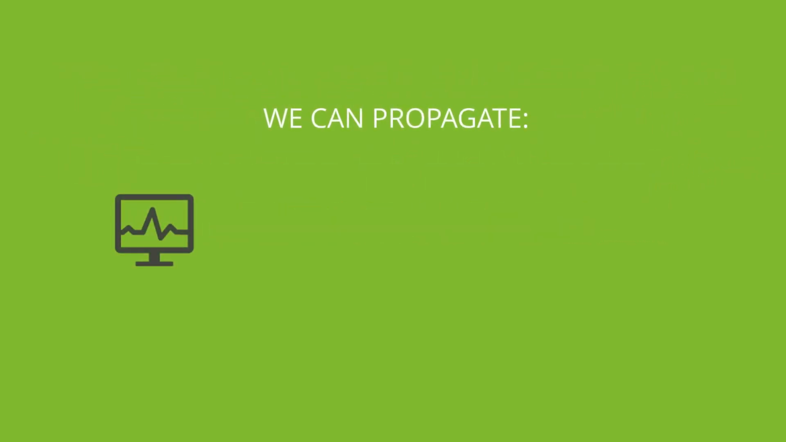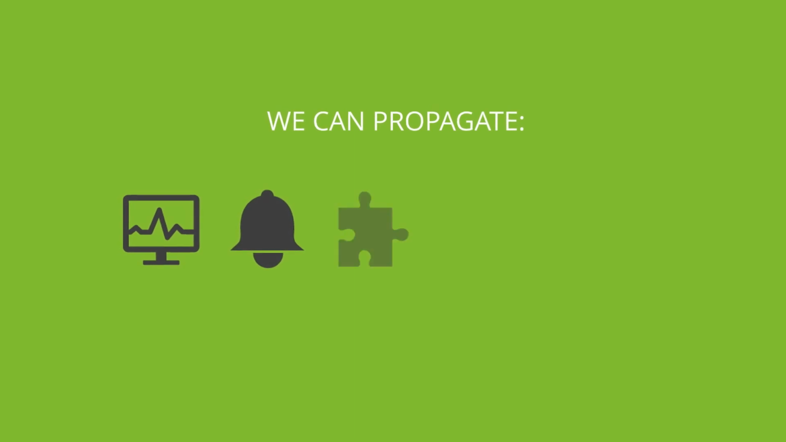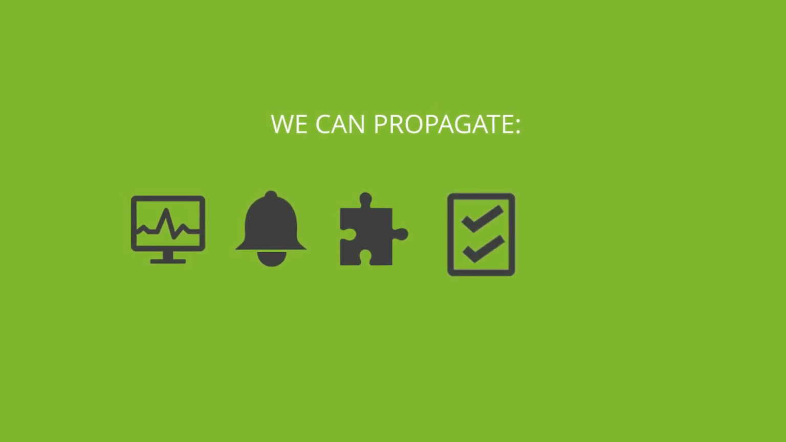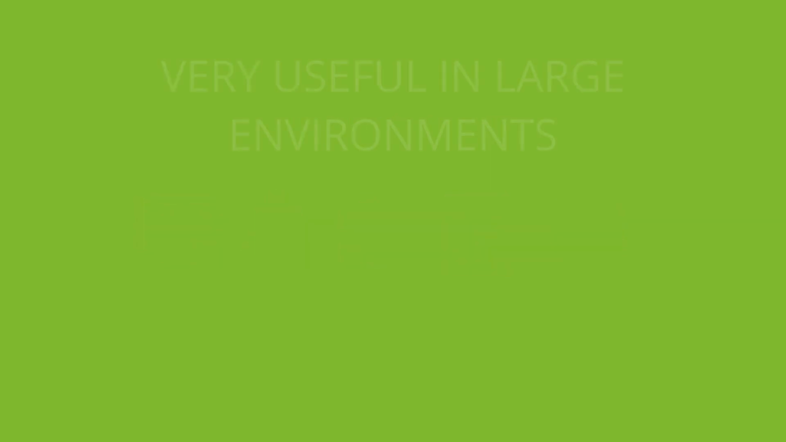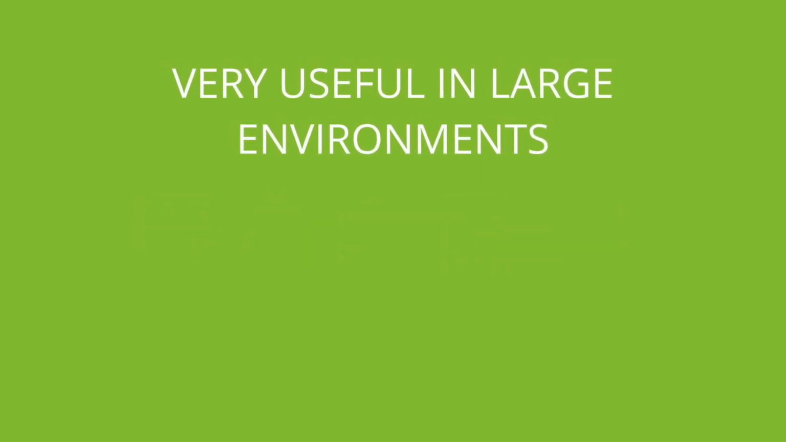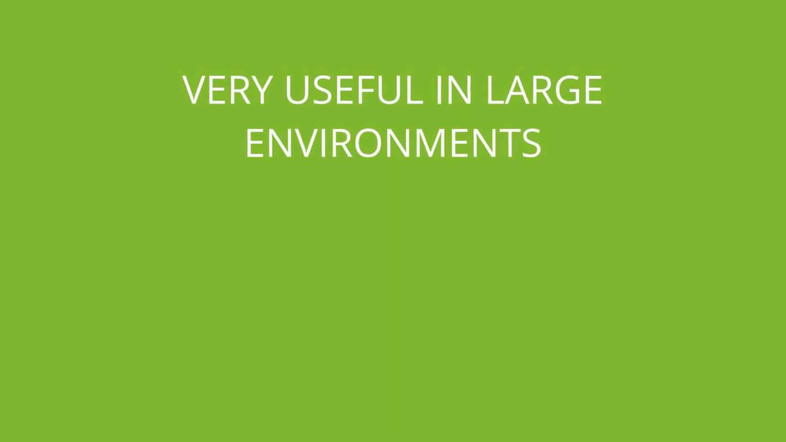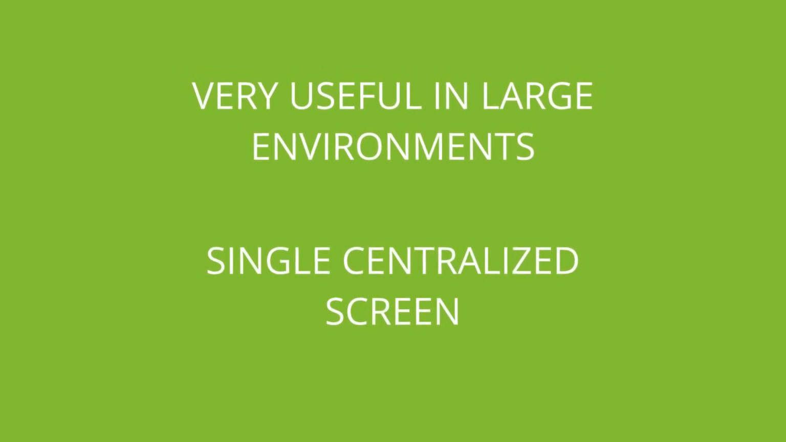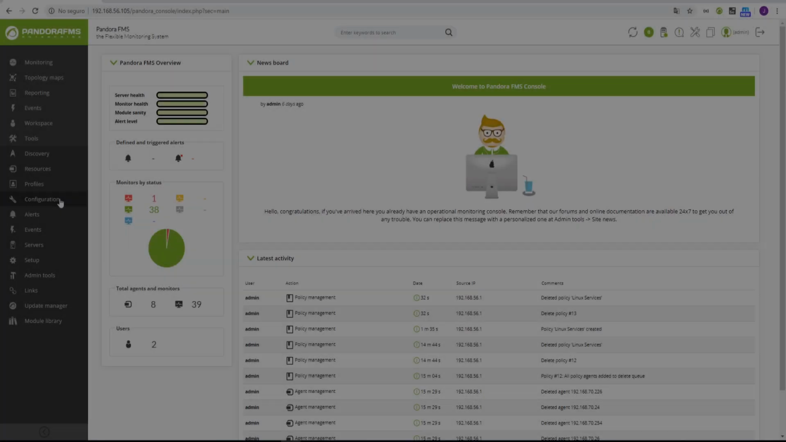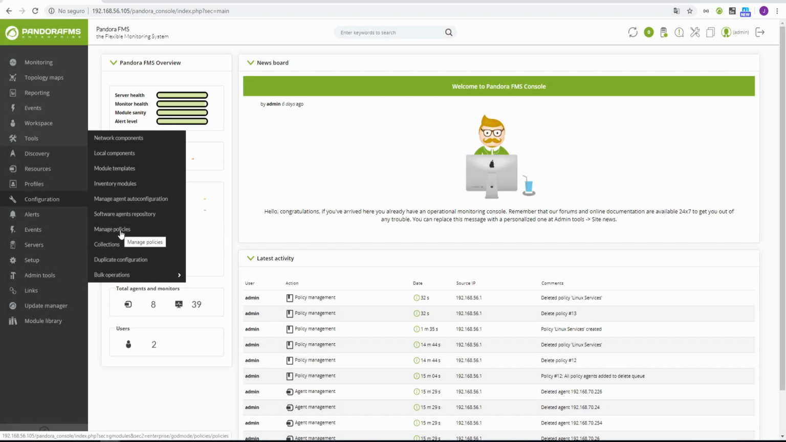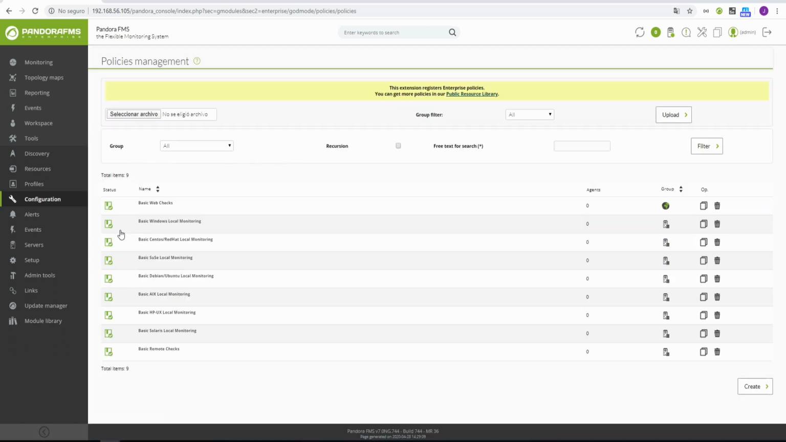With policies, we can propagate modules, alerts, plugins, remote inventories, and collections to agents in a centralized and homogeneous way. This tool is very useful in large environments because it allows us to configure as many agents as we want from a single centralized screen. Policy management is performed in the section Configuration, Manage Policies, located in the left menu of the Pandora FMS web console.